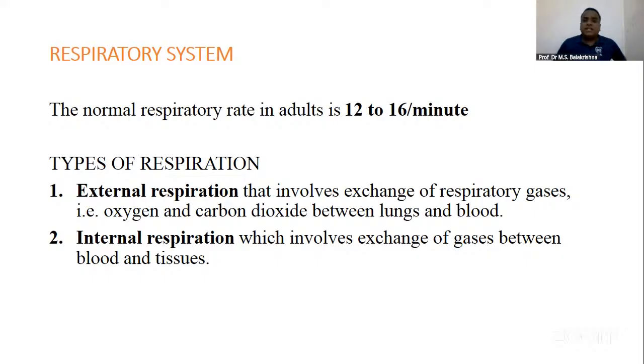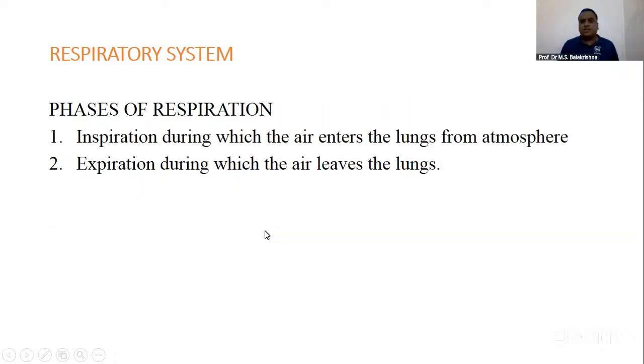Respiration has two parts: external respiration and internal respiration. External respiration is the respiration from outside, where you take the breath inside. It involves the exchange of respiratory gases, oxygen and carbon dioxide, from outside going into your lungs and blood. That is external. What is internal? That is the exchange of gases between the blood and the tissues. So at two different levels, your respiration is going on.